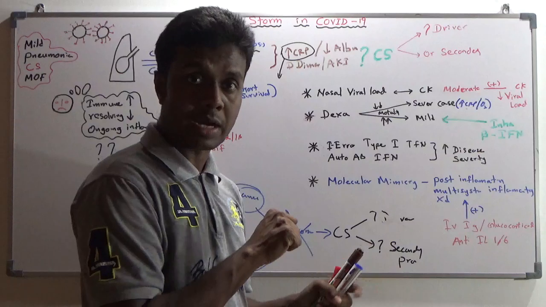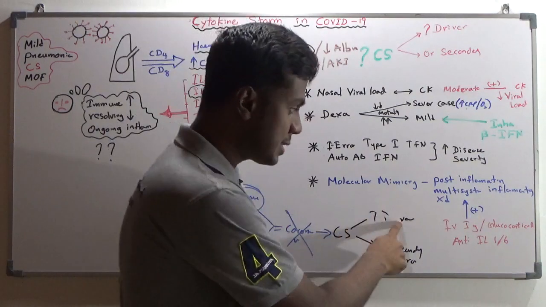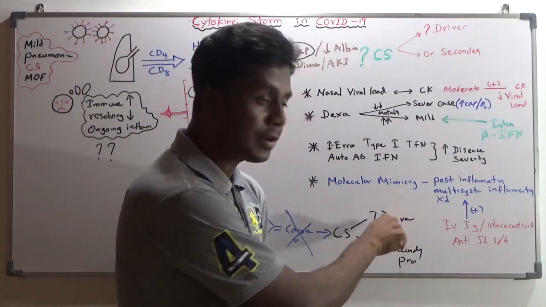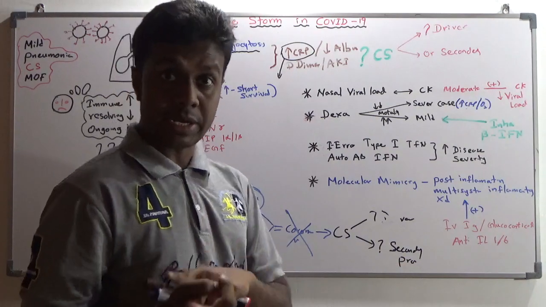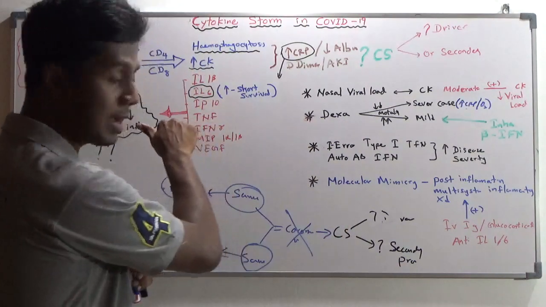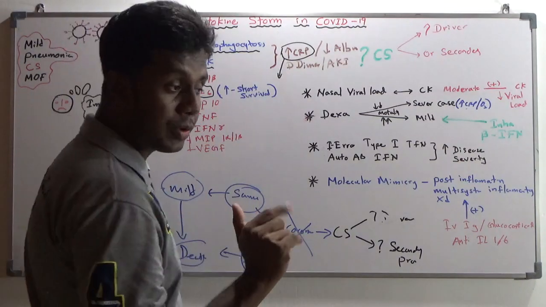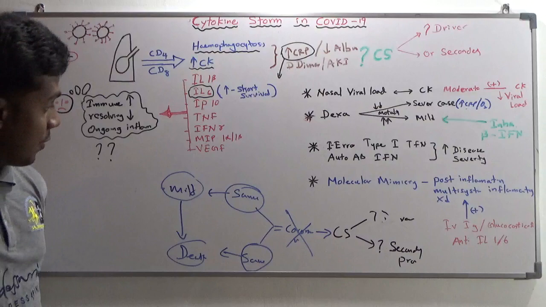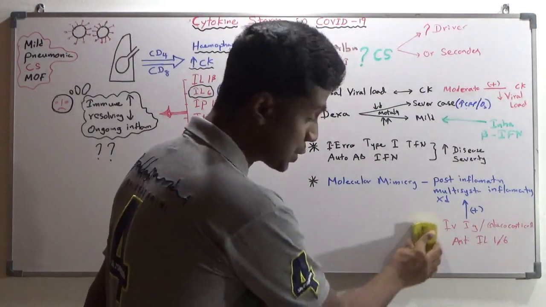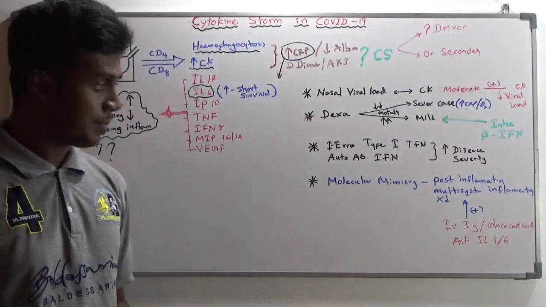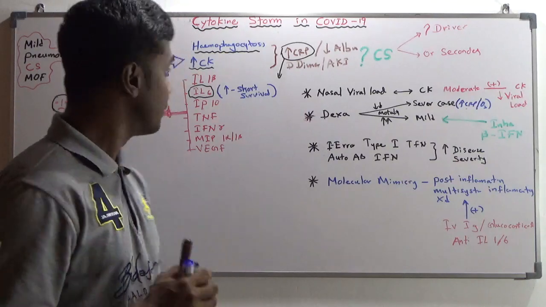You have to target treatment against the virus, not the cytokine storm. If it is a driver, you can target the treatment against the driver. If the cytokine storm is a secondary process, you have to target the virus. Then subsequently the cytokine storm will not come. Okay, we'll see what the pathogenesis of cytokine storm in coronavirus is. I already told you it is not 100% clear up to now.